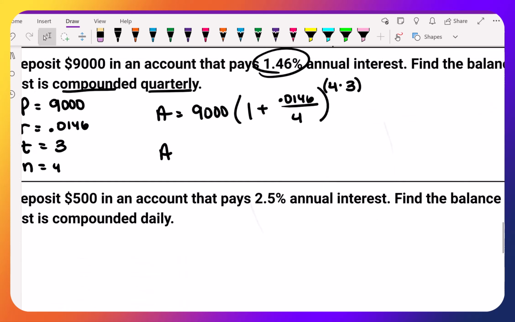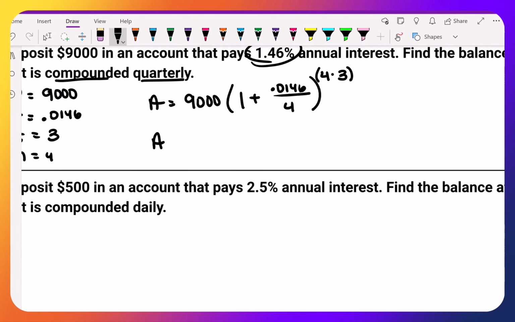Okay, so if you type that in your calculator, you may want to check to make sure that you can do that. You should round it to the nearest cent. So it's going to be 2 decimal places because it is money. And that's how much money you have in the bank after 3 years, compounded quarterly.